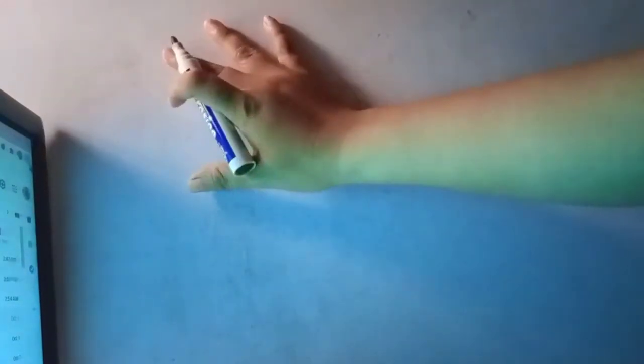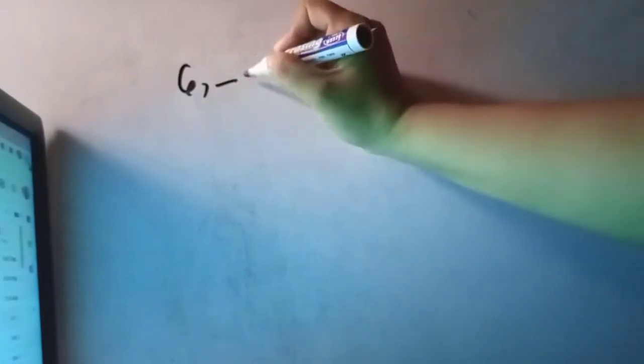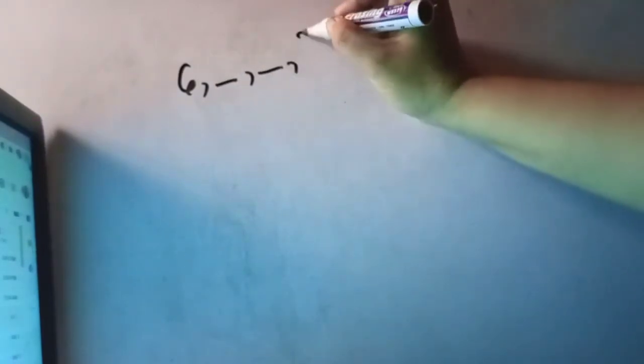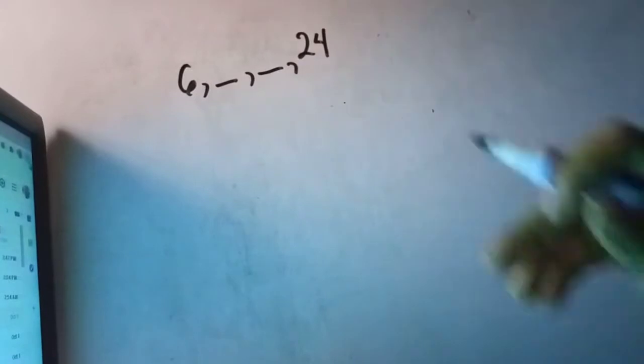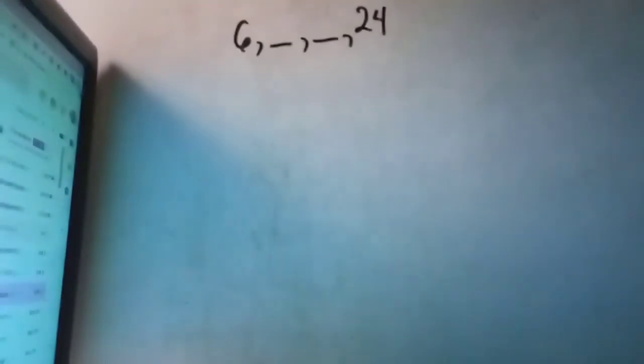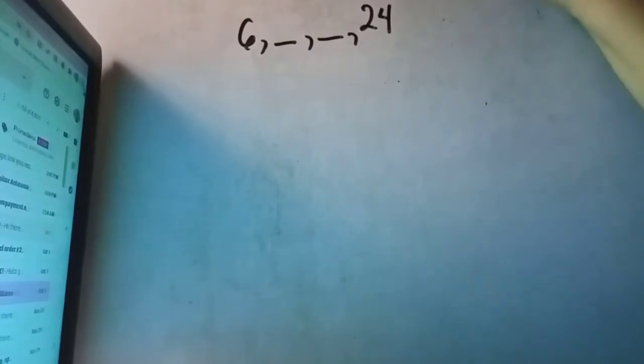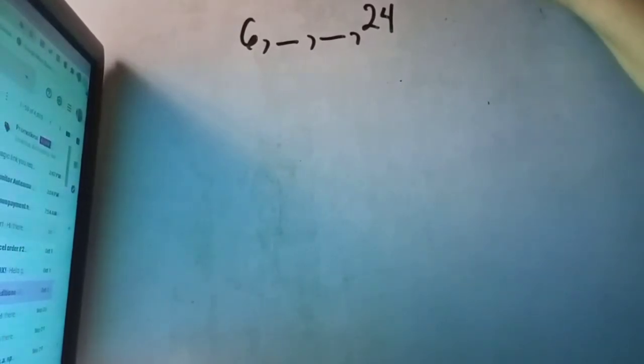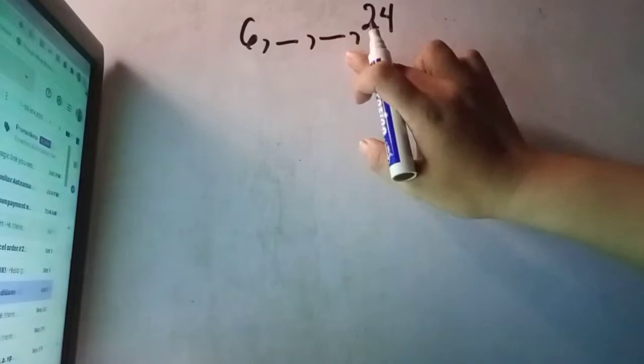Okay, our next topic naman is about arithmetic mean. So, for example, we have here a given sequence: 6, then blank, blank, and 24. So, yan yung given natin. Okay, so ang hahanapin natin is yung arithmetic mean. Ito yung mga blanko na yan.